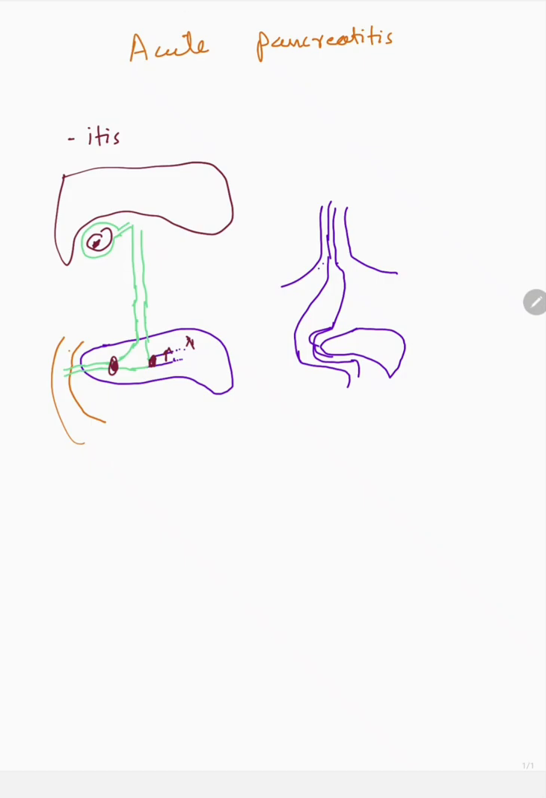So now, the two most common causes we already talked about. Number one is gallstone, and number two is alcohol. And these two together make up 80% of the causes of pancreatitis. So that's significant. We should know that.